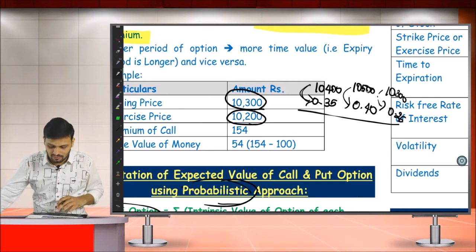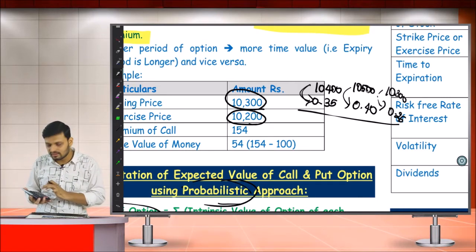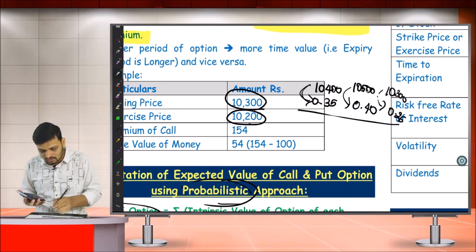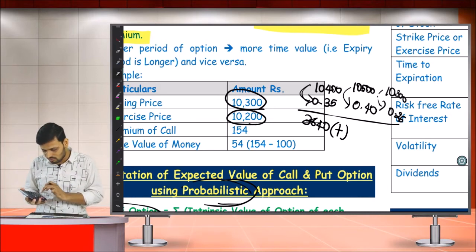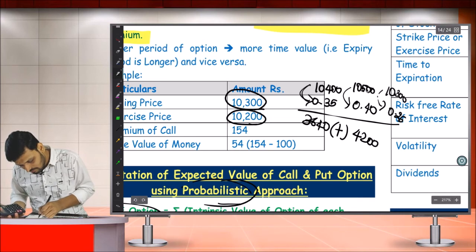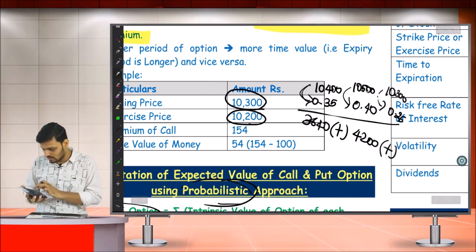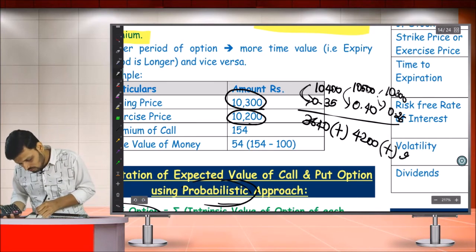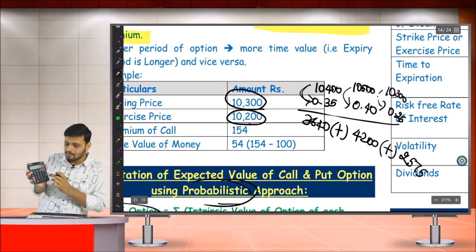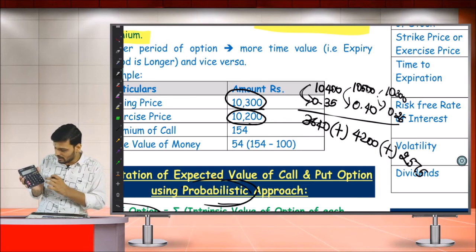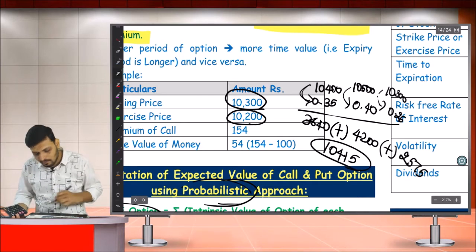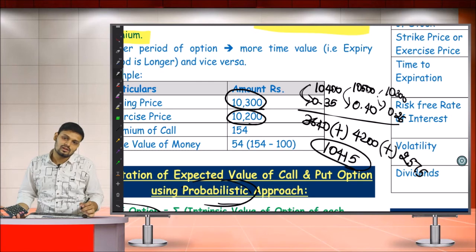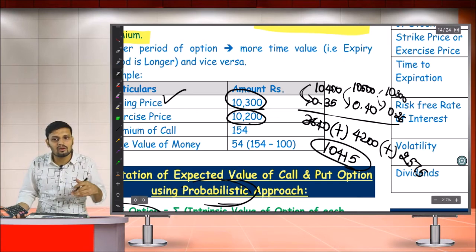Let us try to do this. 10,400 into 0.35, 3,640 plus 10,500 into 0.4, 4,200 plus 10,300 into 0.25, 2,575. I hope you have done M plus, and I hope you are also calculating along with me. So M plus, M plus, M plus. Now I'll do MRC to get the answer as 10,415. I am assuming the average future price of Nifty will be somewhere around 10,415.